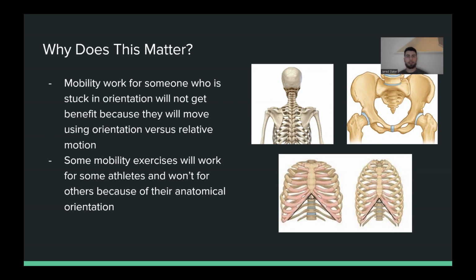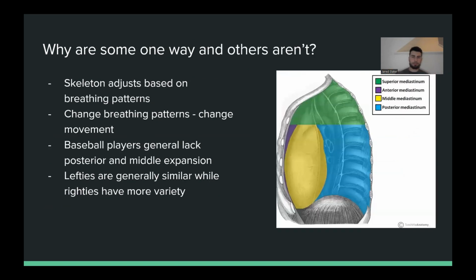That's why some mobility exercises will work for some athletes and won't for others because of their anatomical orientation. An athlete that's like this is going to need completely different work from an athlete that's like this. You can be all over the spectrum of it, but that's basic. And also this is super, super exaggerated. No one's pelvis is actually like this. It's probably like maybe like that, just a tiny bit, but it's enough to throw stuff off.